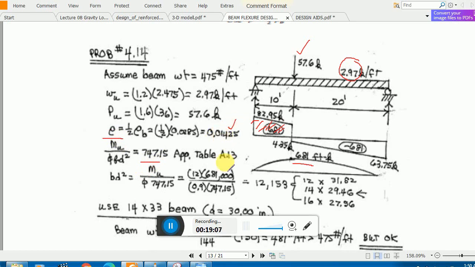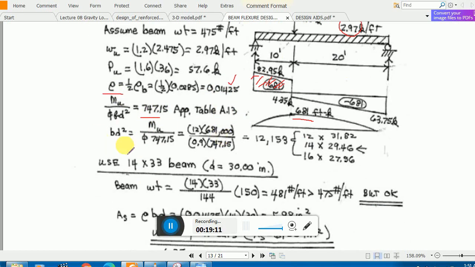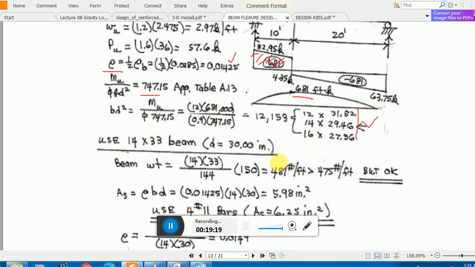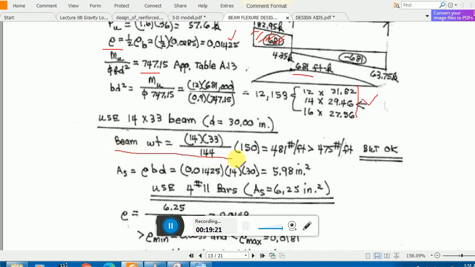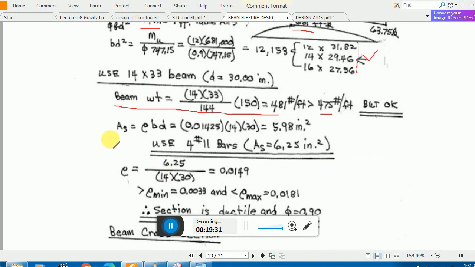So you need to go to table A13 and find this factor against this value. And again, bd squared: assume the b value and find out the d value. And they are using this section. So the beam weight is recalculated as 481, which is greater than 475, but we are already close, so we don't need to repeat things. Okay, there is not a greater difference.